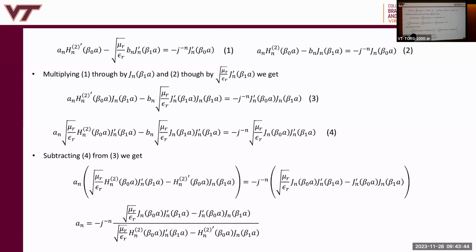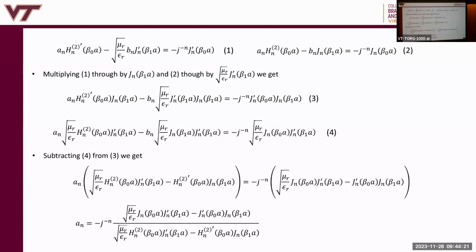And to do that, we need to eliminate the Bn's. In order to eliminate the Bn's in these two expressions, we need to make these two terms equal, right? So that when we subtract them, those terms cancel out. The first equation has square root of mu r epsilon r Bn Jn prime, and the second one has Bn Jn(beta 1 a). So if we multiply the first one by this term and the second one by that term, and then subtract them, we'll eliminate the Bn's. Two equations, two unknowns, that's all it is.